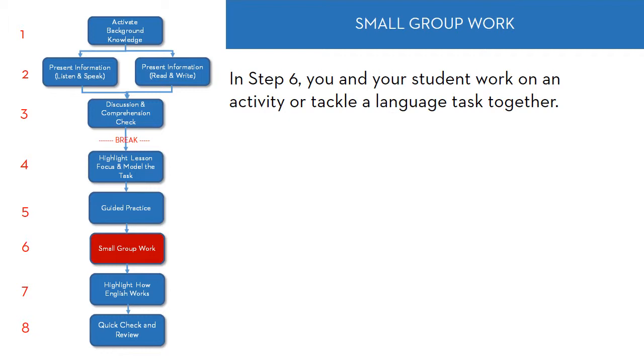Step 6, small group work, is the one step in the lesson flow that will require some planning and adjustment on your part as you work with a single student. But if you're willing to act as a partner with your student, you can adapt many of the English Forward peer-to-peer activities. We'll show you examples a little bit later in the module.